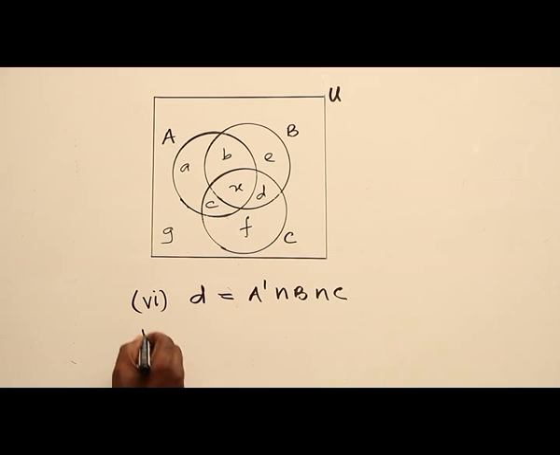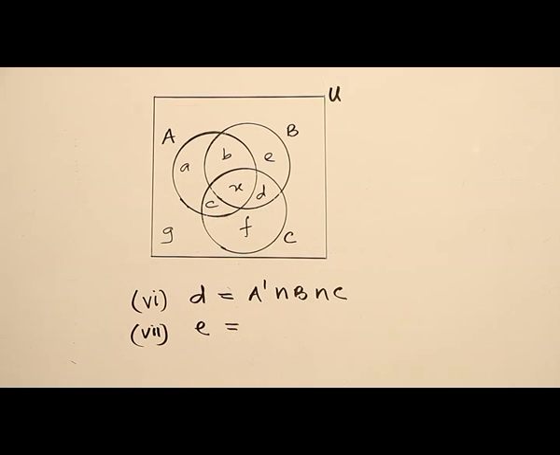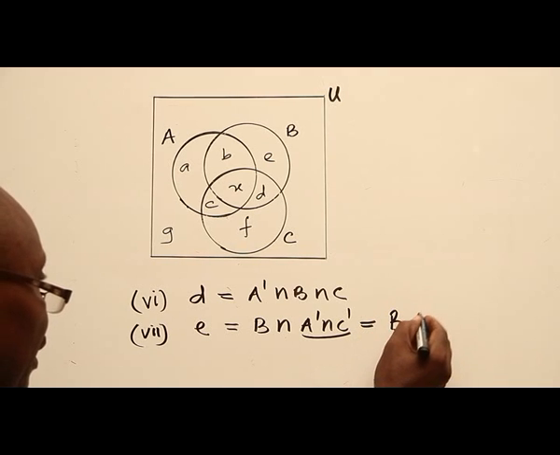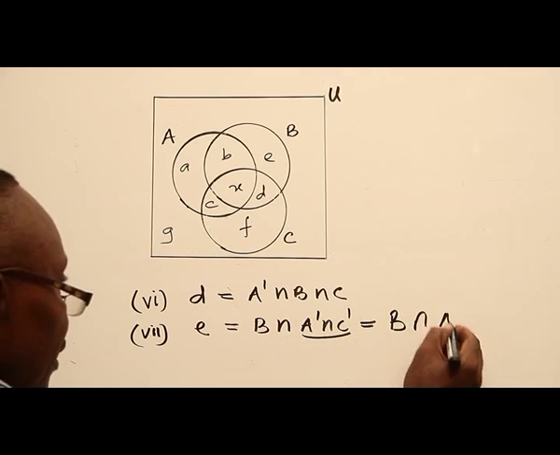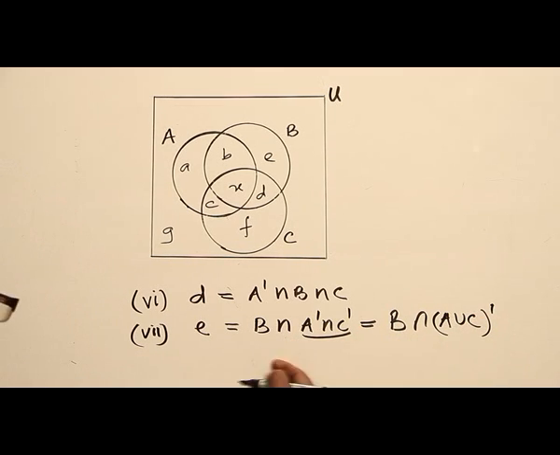Then we can go on and look at another portion, let's say lettered E. If you look at E, in this case, there is no A and there is no C. So we actually have B intersection A complement intersection C complement. Now this can be written as B intersection A union C complement. They are both synonymous. Take note of that from De Morgan's law.